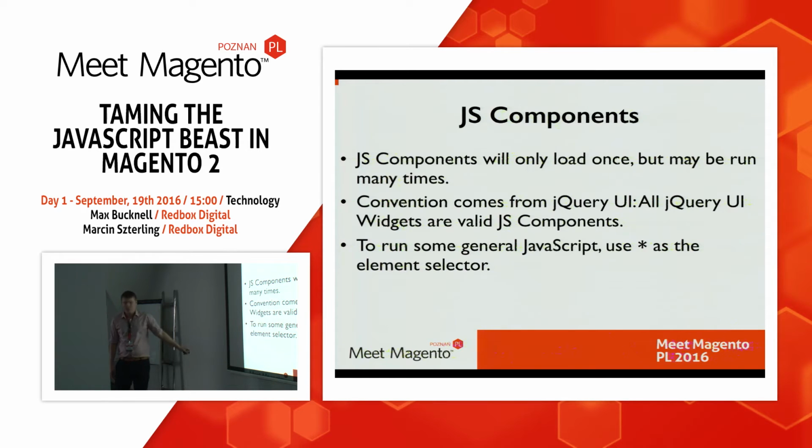And a final tip: if you want to run some general JavaScript that's not related to an element, just some JavaScript that goes on a page, if you pass in the wildcard selector, Magento doesn't try to run your code on every single mounted DOM node, because that would be silly. It does a bit of magic and says, all right, I know what you want. You just want to run this on anything. We won't give you an element. We'll just run your code.